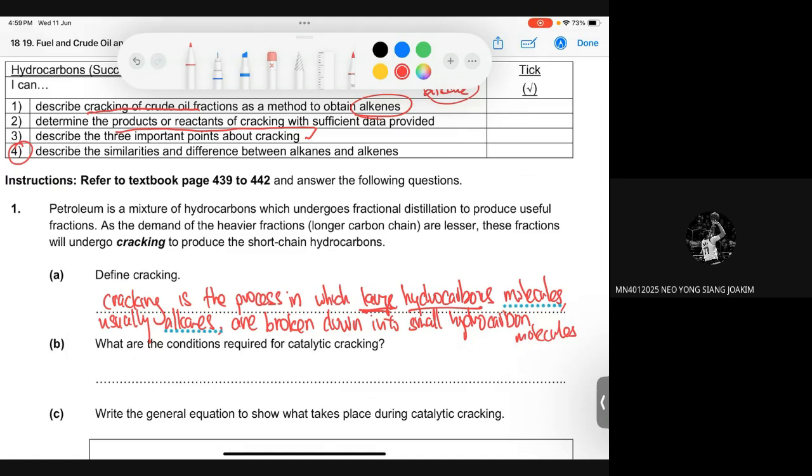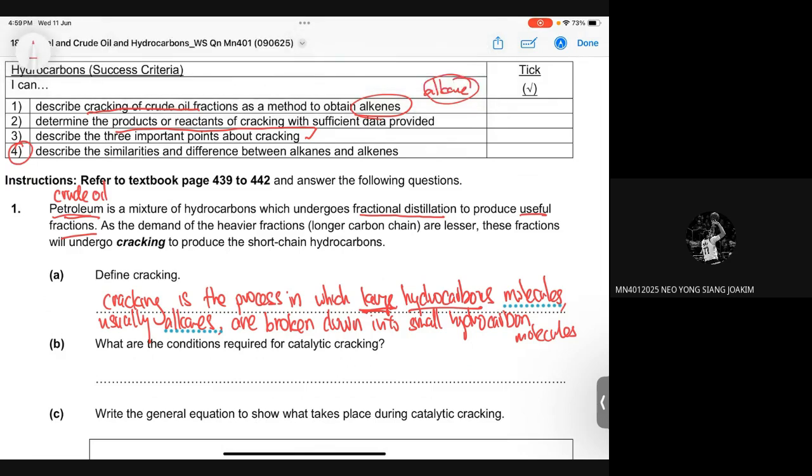Okay? Now, so the question is, why do we want to know cracking? So let's look at the context. Petroleum, which is your crude oil, is a mixture of hydrocarbons that undergoes fractional distillation to produce useful fractions. So that's what we learned in the first and the second worksheet. Okay? But just take note, the heavier fractions are actually lesser in demand. So the demand for the heavier fractions is lesser.